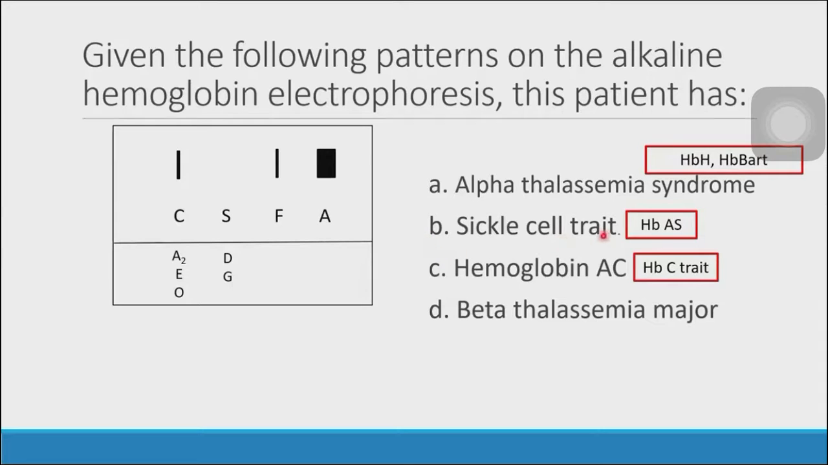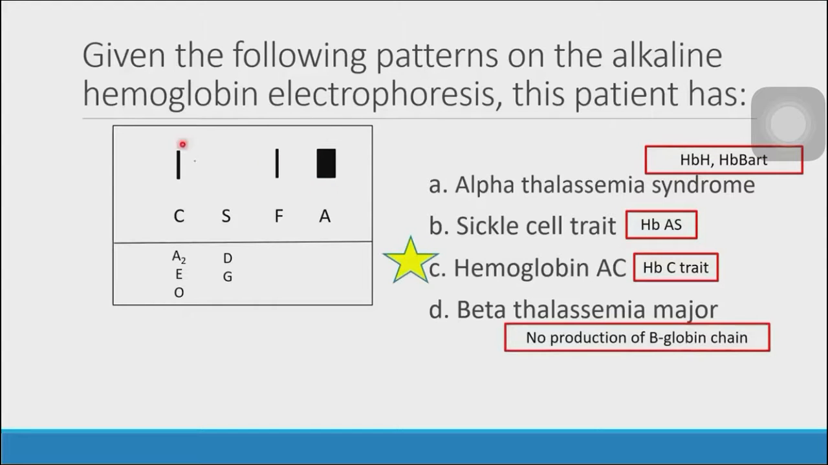Sickle cell trait with HbAS, hemoglobin AC, HbC trait. So again, pareho silang trait. Kasi may presence ng A, makapal yung portion na A. So ano kaya ang pwedeng sagot dito? HbAS or HbC trait? Of course, the answer here is HbC trait. Kasi nga naman, walang band present in HbS. So the answer here is HbC trait.